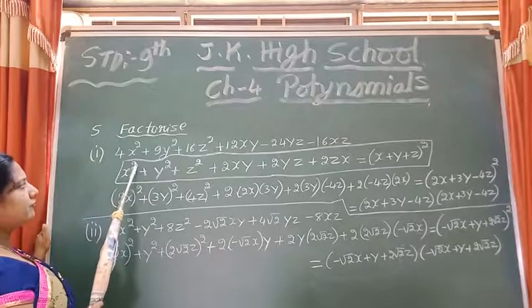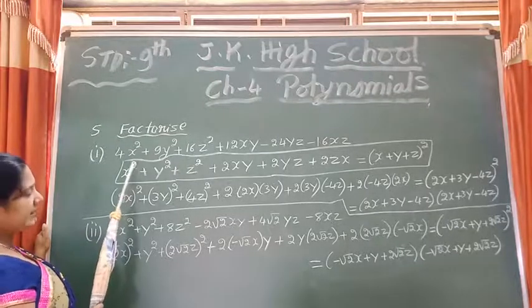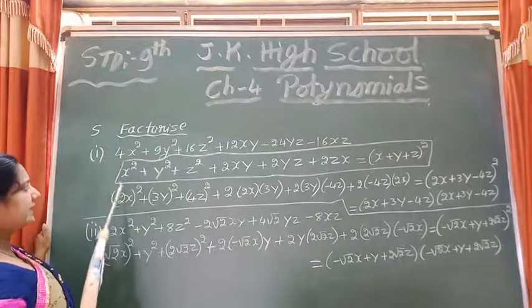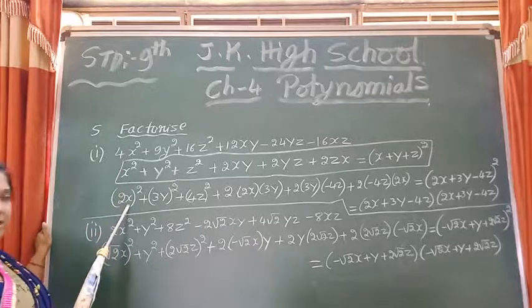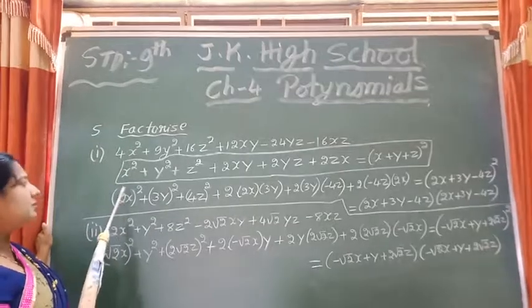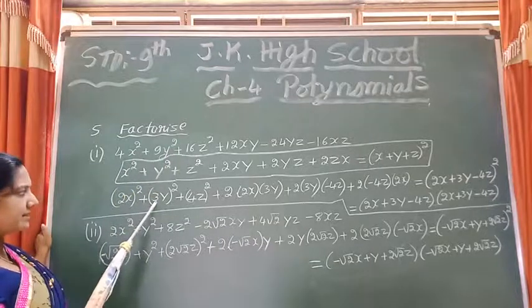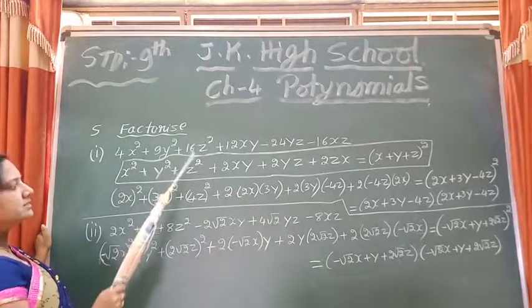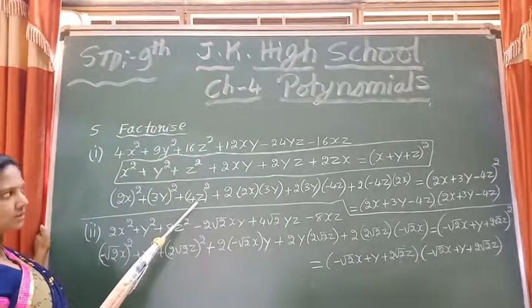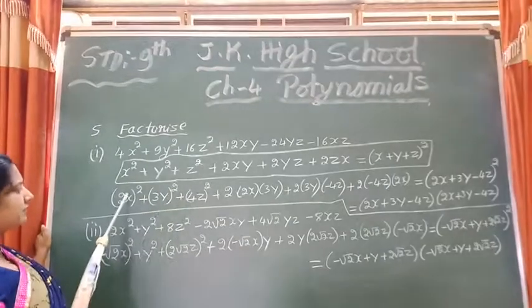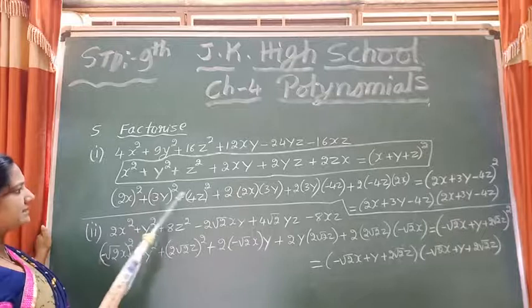4x square is there, so whole power 2 should come; like that you have to write this term. I can write 4x square as 2x whole square. After simplification, 2x whole square is nothing but 4x square. 9y square I can write as 3y whole square. 16z square I can write as 4z whole square. See now, we know the value of x, y, z.